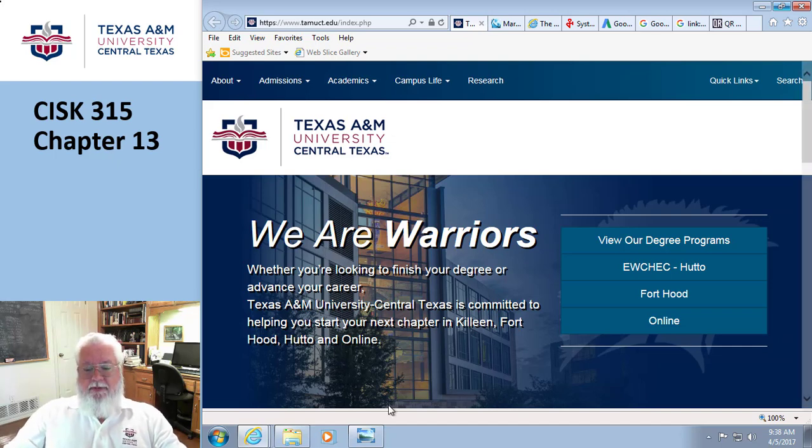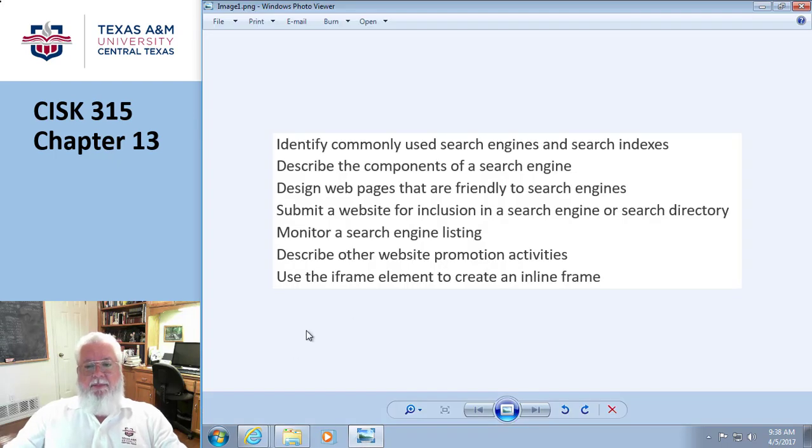Let's look at the learning objectives. Commonly used search engines and the search indexes. Describe the components of a search engine. Design web pages that are friendly to those search engines. Submit web pages for inclusion. Monitor. Describe other promotional activities and use the iframe, as if that has anything to do with web promotion.